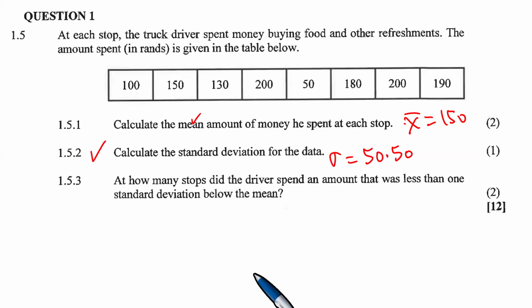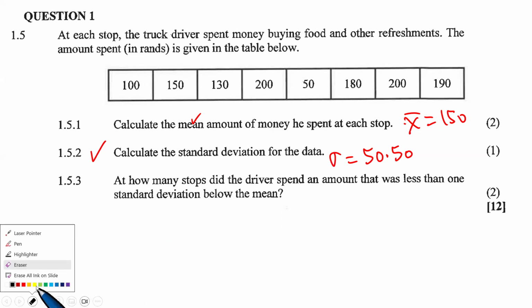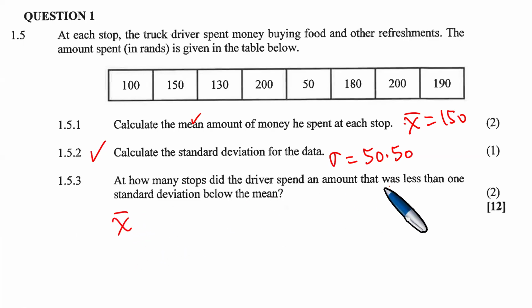And how many stops did the driver spend an amount that was less than 1 standard deviation below the mean? Yeah, at 1 stop. Well done, Lisedi. Because they said below the mean, then you must subtract the standard deviation from the mean.